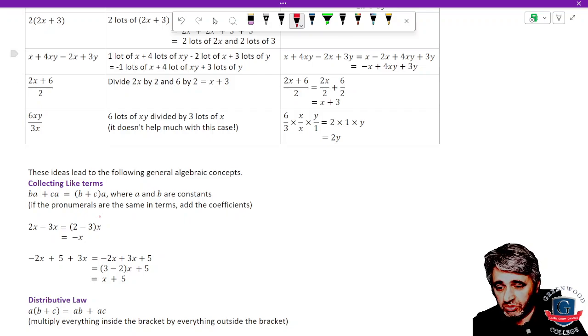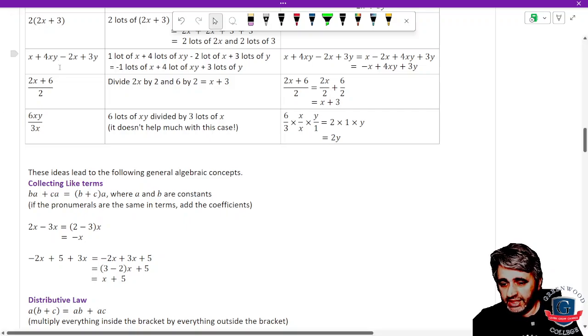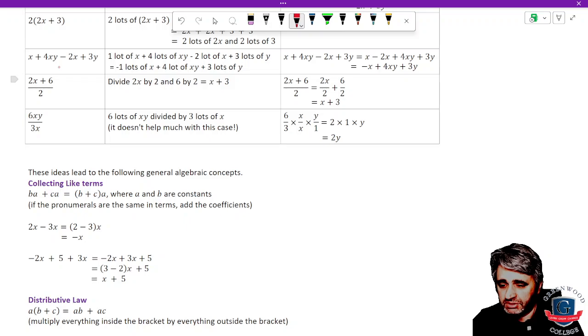So let's start with what we can do. x minus 2x is minus 1 lot of x, plus our 4 lots of xy, plus our 3 lots of y. And that's where this answer here comes from. Here's our fractional example. Divide 2x plus 6 by 2, so that we're going to divide 2x by 2, which gives us x. We're going to divide 6 by 2, which gives us 3. That's where we did what I said.